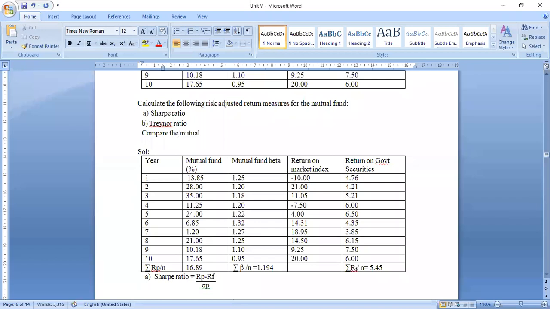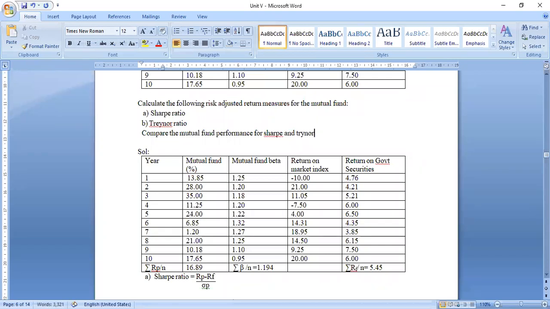If I write in the question as compare the mutual fund performance. Okay. Now in this case, you will have two calculations. One is I have told calculate the following risk adjusted measures for the mutual fund. And second question is compare the mutual fund performance for Sharpe. I take it as Sharpe and Trainer again.